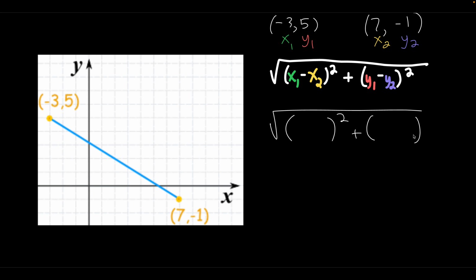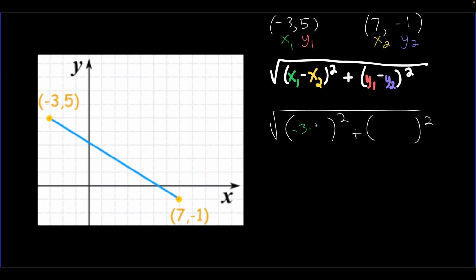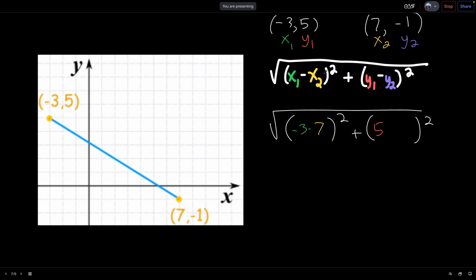So when we plug in our numbers here, let's do it with the colors. x1 goes first, so that would be -3. Then the formula says minus x2. x2 is going to be in yellow here, so minus 7. And then for the y's, y1 is in red. So that was 5, right? There's our 5 up here. Minus y2, which is going to be in purple. So notice it's going to be minus -1.